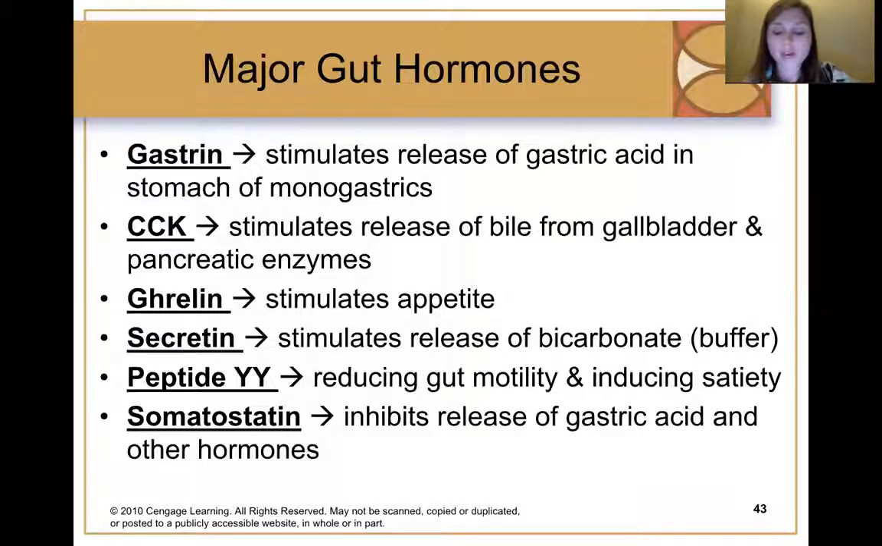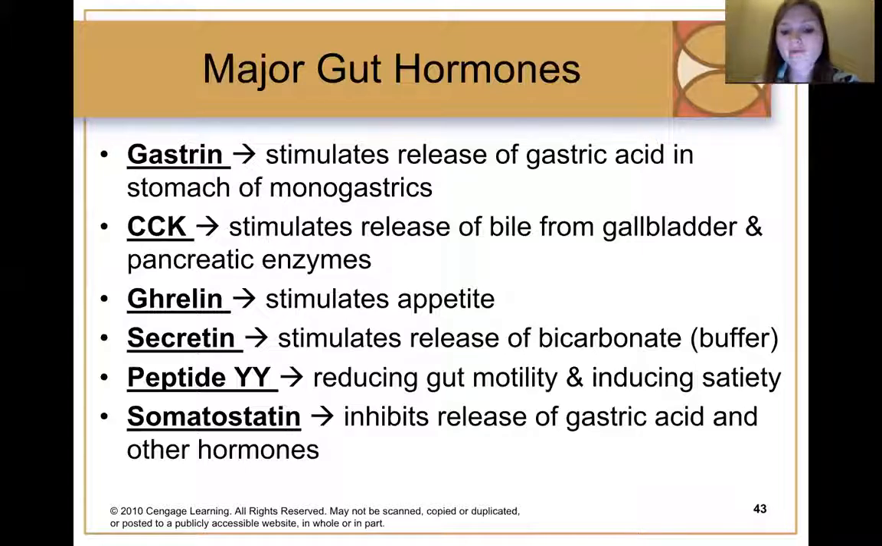So when the acid in the stomach is produced and starts breaking down the feed, you don't really want that acidic environment to continue through the rest of the gastrointestinal tract because the cells in the tract are not equipped to handle the acidic conditions. So you need a buffer added to bring up that pH to more of a basic state. So secretin is responsible for that.